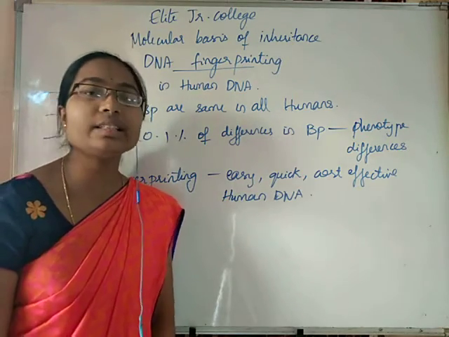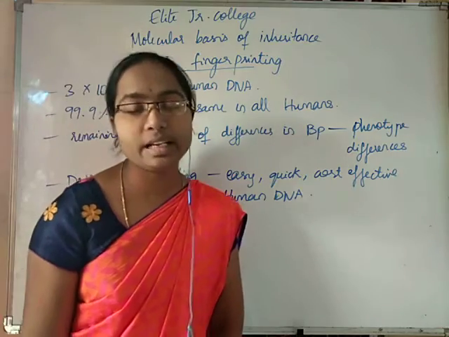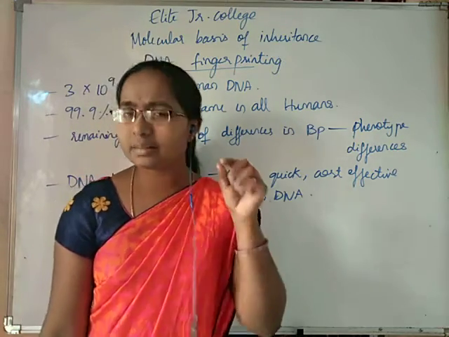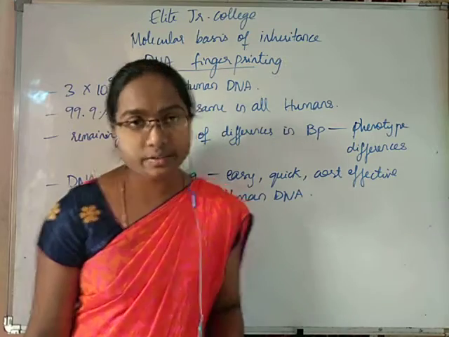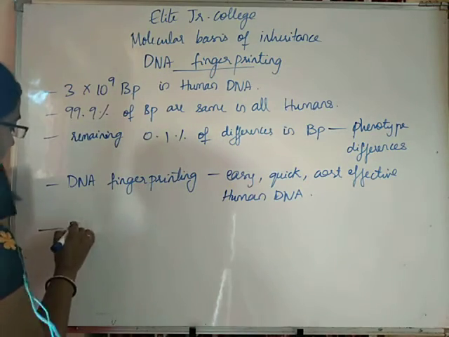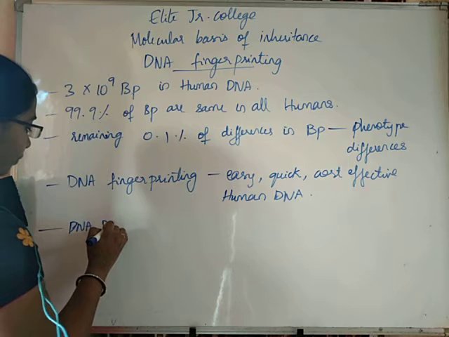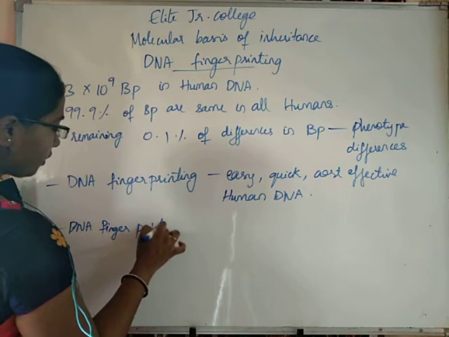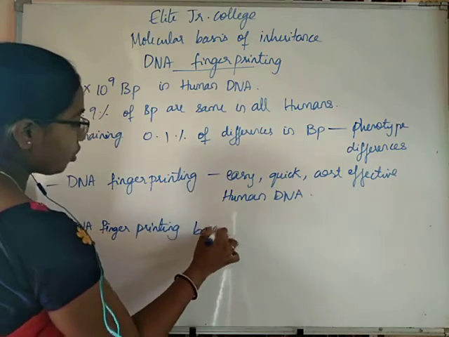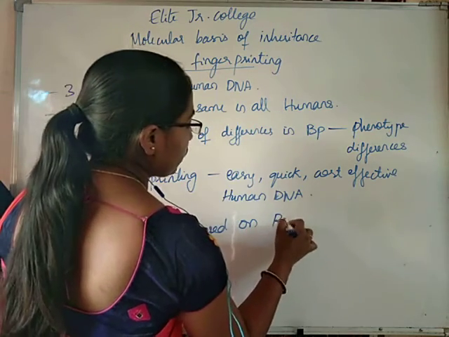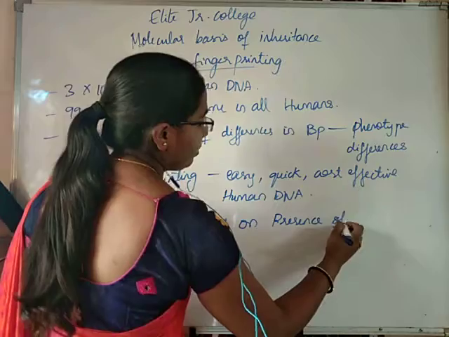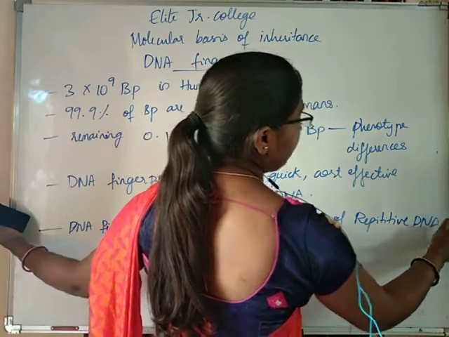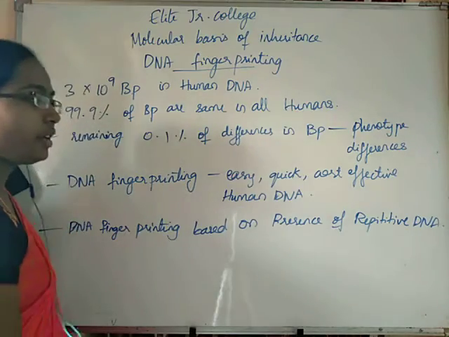So students, this technique of identifying the human DNA, called DNA fingerprinting, is mainly based on the repetitive DNA. It is mainly based on the presence of repetitive DNA.